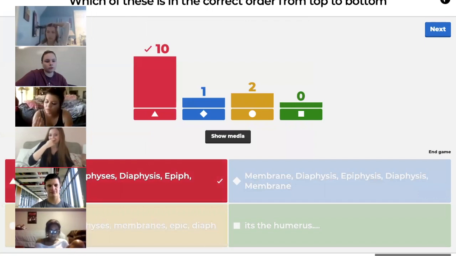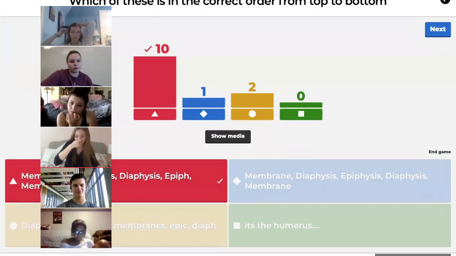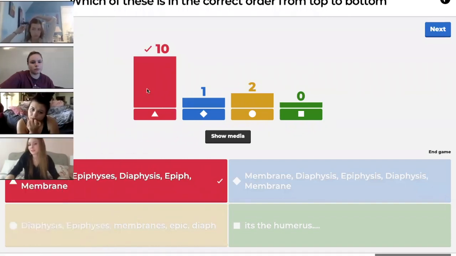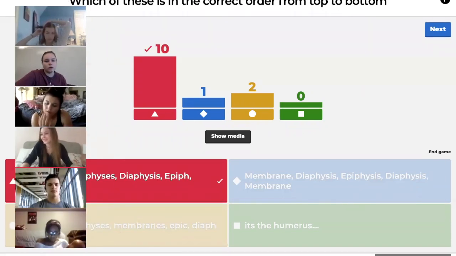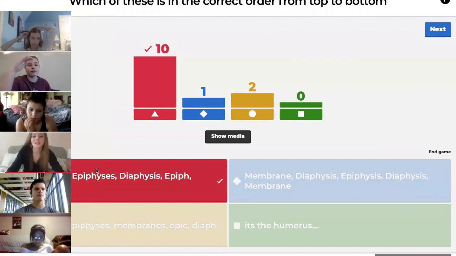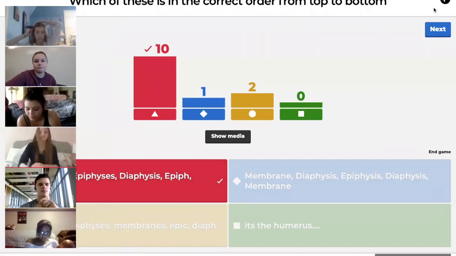Did we lose a bunch of human beings? Okay, so this is good. So we have membrane, and then we have epiphyses, right? And then diaphysis, and then membrane again, okay?